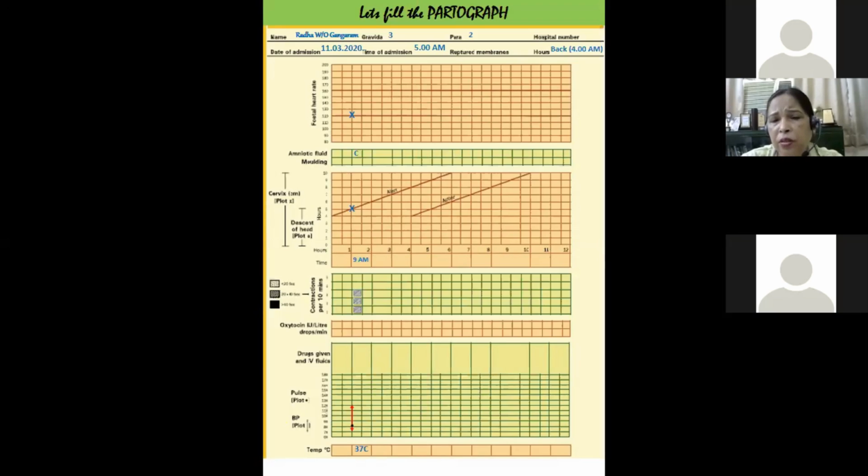Then below, the number of contractions given, drugs given, and patient parameters. Now show the field partograph, complete field partograph.